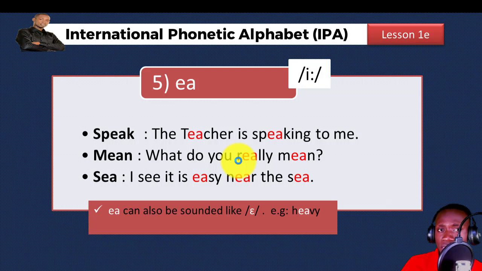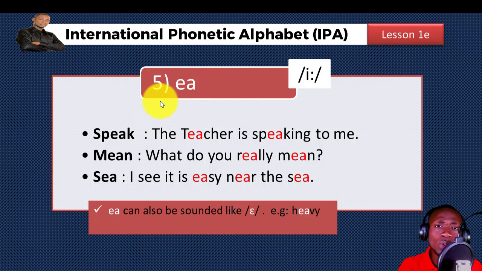I want you to read this well, guys. International Phonetic Alphabet. So let's get into it now. So here I say the E sound, okay? When you have EA, you create the E sound. Not only this sound, we might have different sounds, okay?